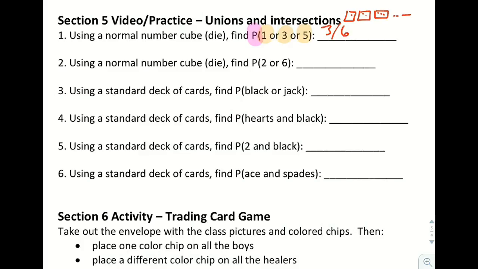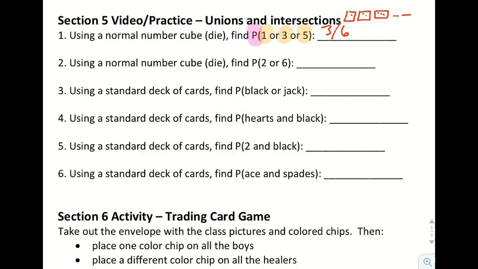Because if I get a 1, or I get a 3, or I get a 5, all of those count as winning or success. So that would be where the 3 comes from in the numerator. The 6 comes from how many possible ways there are to have different outcomes on the single die, and that would be 6 different numbers you could roll. So following that same logic, I'm going to let you try number 2.